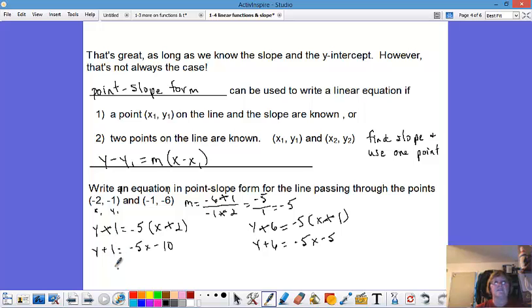So if I subtract 1 from both sides of this, I'd have y equals -5x, subtract 1, minus 11. Over here I'm subtracting 6, so y equals -5x. Look at that, minus 5 minus 6, that's minus 11. And we do get exactly the same equation. Very good. Point slope form, very handy. Again, it can be used if you know a point and a slope. It can be used if you know 2 points, which makes it, again, a very useful tool for us.